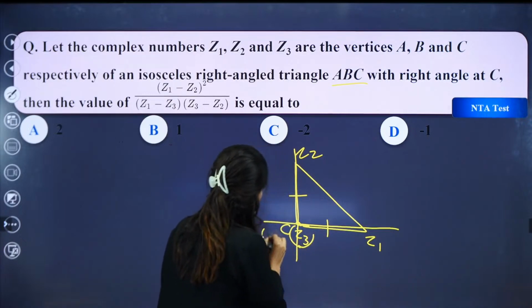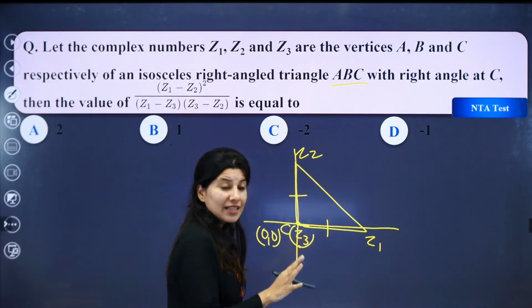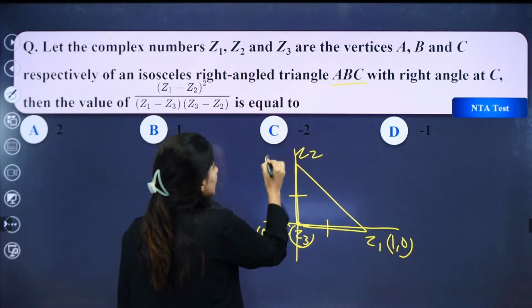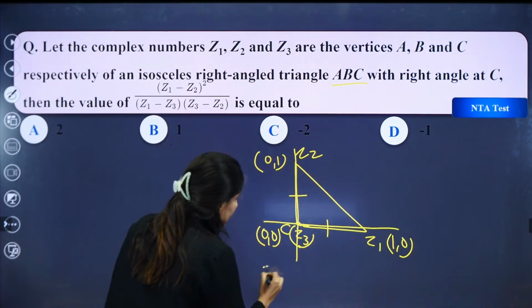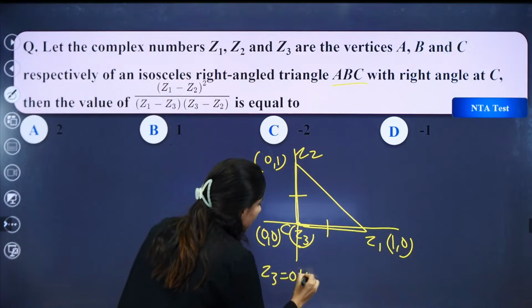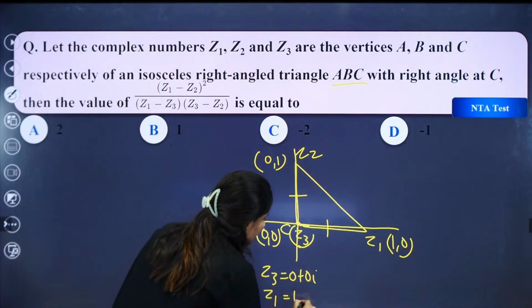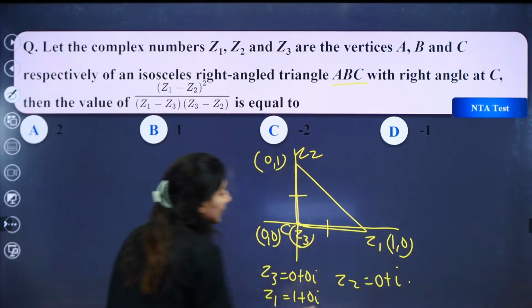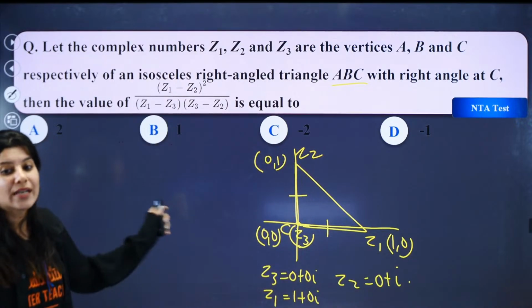So if this is your origin, let us assume that your Z3 is the origin. This is your 1, 0 and this is your 0, 1. So that means Z3 is 0 plus 0 iota, Z1 is 1 plus 0 iota, and Z2 is 0 plus iota. Now just plug in the values and do it. You will get your answer.